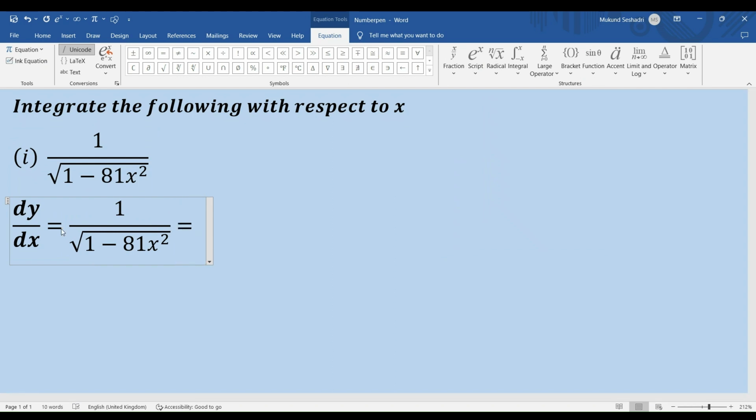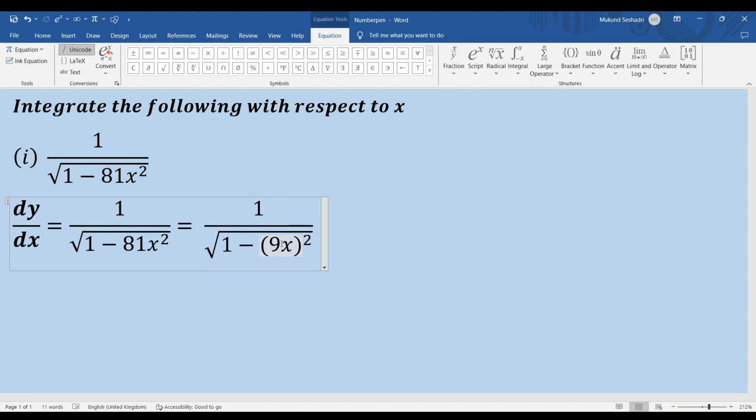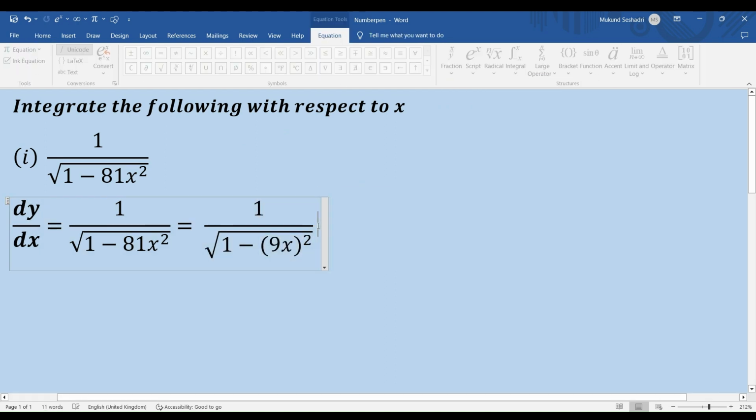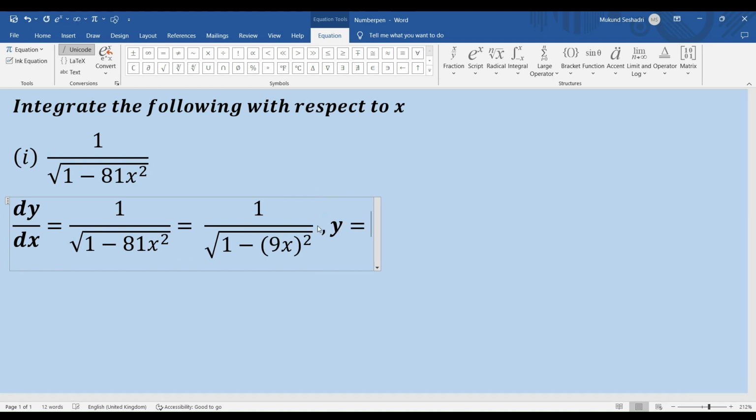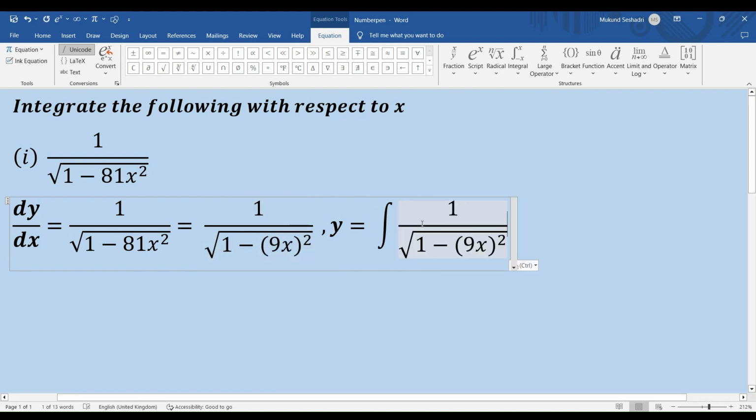I know that my 81 is nothing but 9 square, right? Which is a 9 into 9. So I'm going to take it inside the square in my subsequent step. And how do I write that? Still good. Right? And then what I've been asked to find is y. I know that I will have to use my integral symbol to represent this. So I will have to figure out what is my integral of dx divided by square root of 1 minus 9x whole square, right?